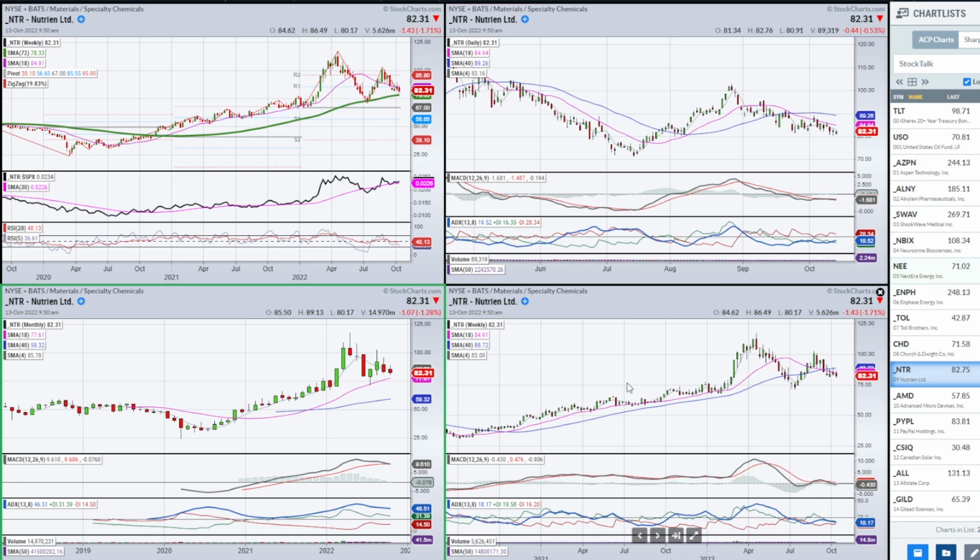Okay, so NTR, I like what this is doing. It's a setup. It's set up, but it isn't triggered. Okay, so we've got this nice pattern forming. We've got good ADX here. The way this is consolidating back towards the 18-month after getting extended is really healthy.